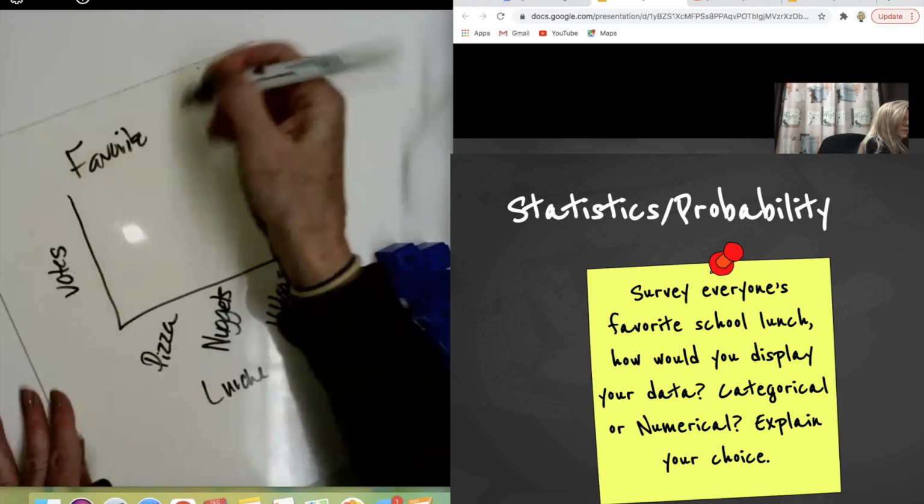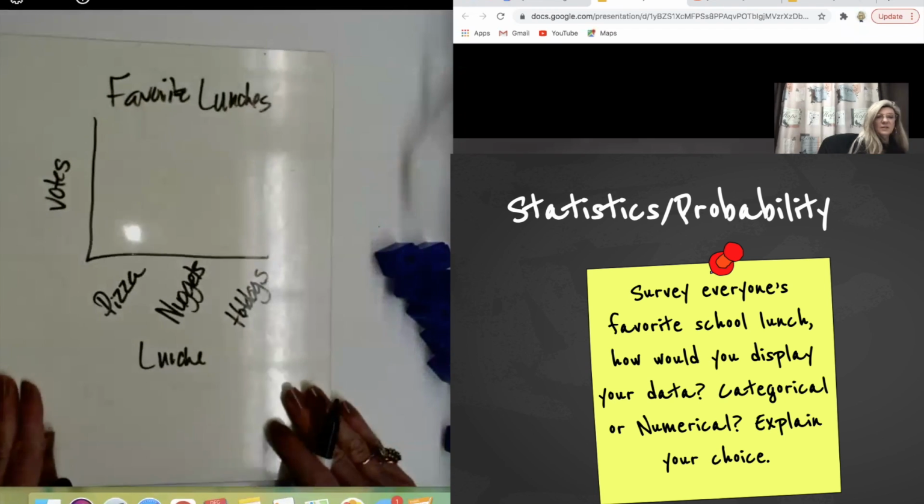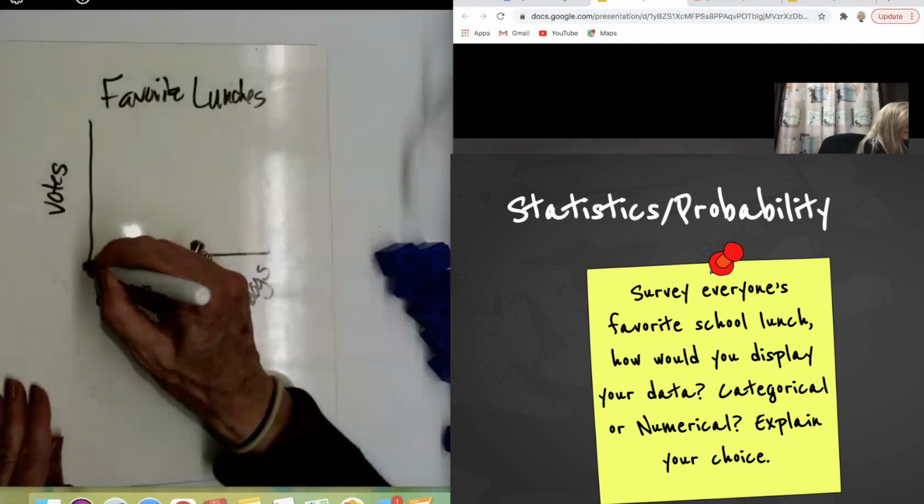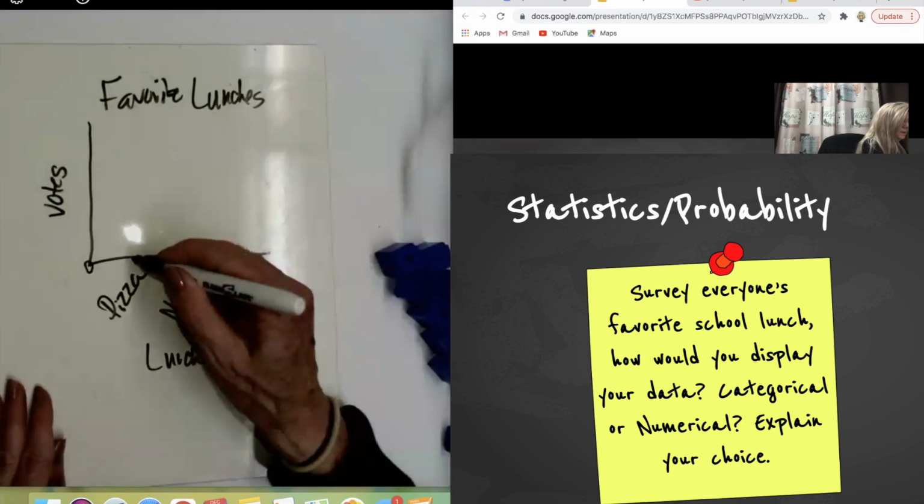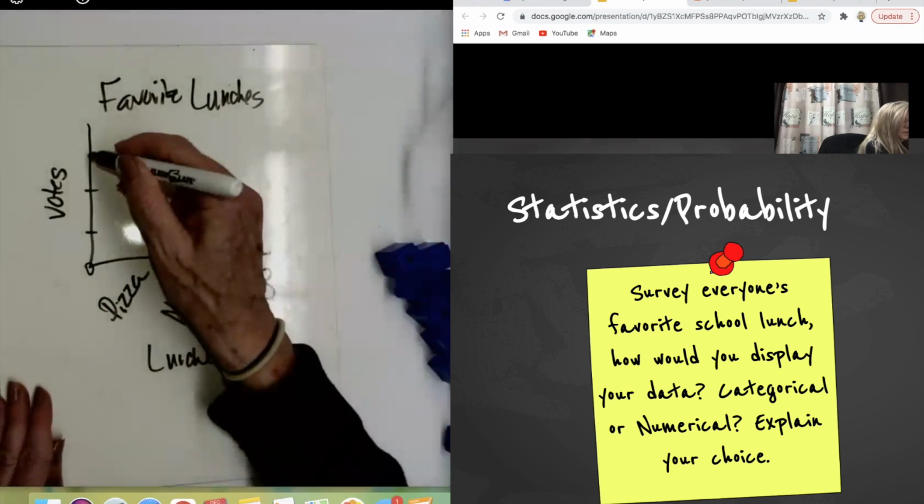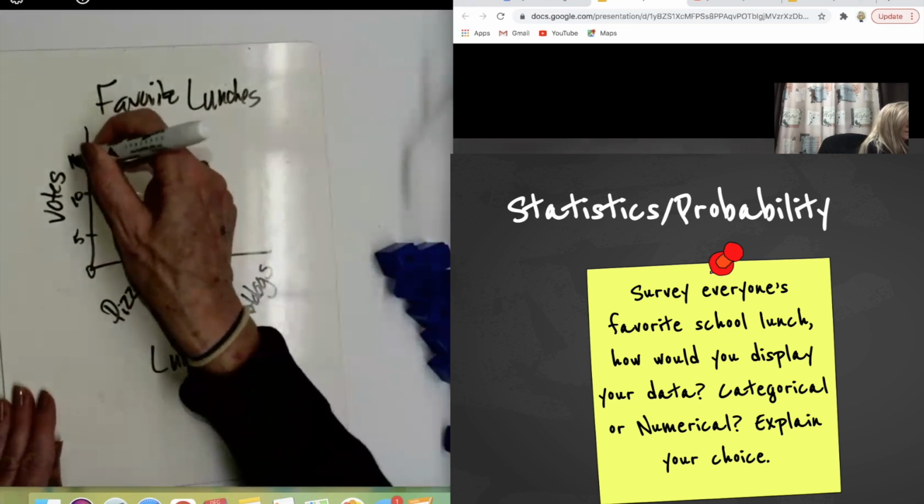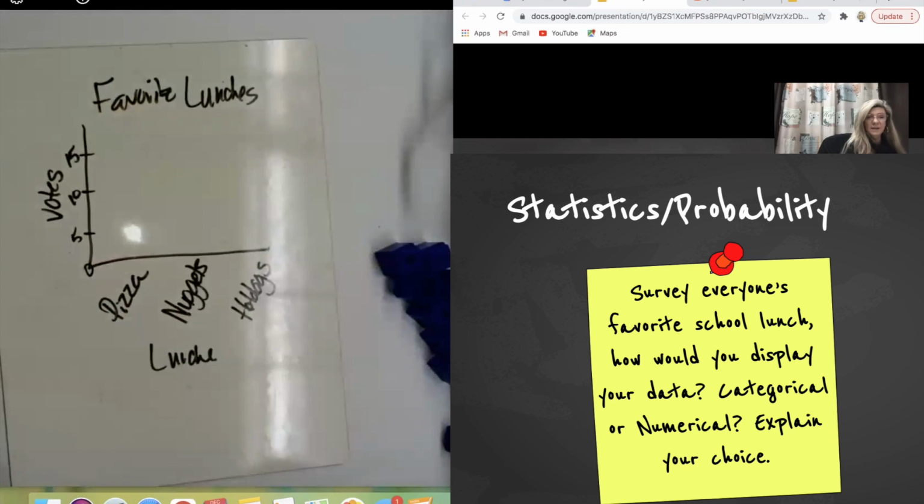And I'm going to give it a title. And I apologize for scribbling. Favorite lunches as a title. Of course, this is starting at 0. And then let's mark it off into groups of 5. Let's say this is 5, 10, 15. And they go around and they get their data.